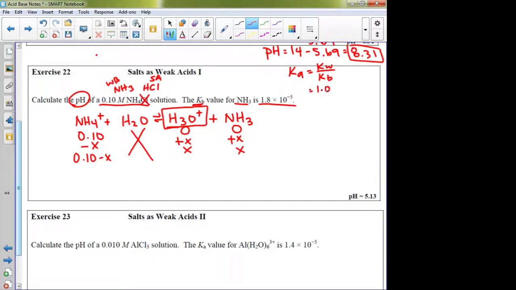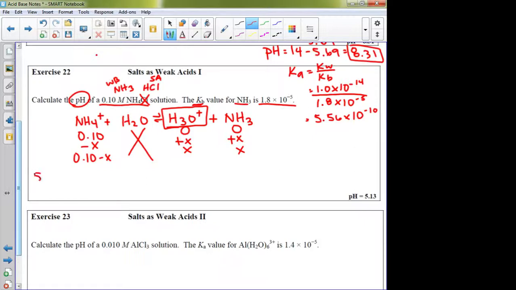So I say 1.0 times 10 to the negative 14 divided by 1.8 times 10 to the negative 5th gives me a Ka of 5.56 times 10 to the negative 10. Woot, woot. Thank you, I'm proud of myself. So now that I have a Ka, can I solve for X?